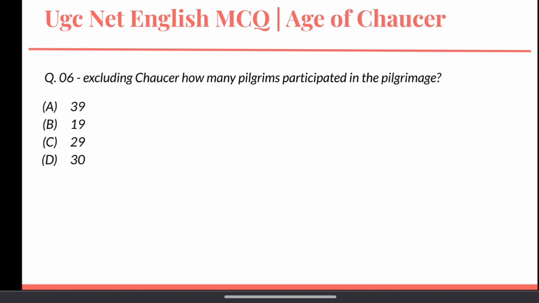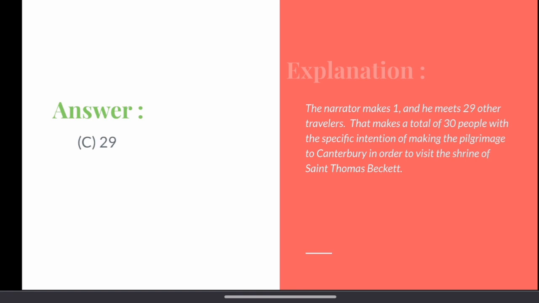The sixth question goes like, excluding Chaucer, how many pilgrims participated in the pilgrimage? Again, it is a very easy question. Option A, 39. Option B, 19. Option C, 29. And option D, 30. So excluding Chaucer, how many pilgrims participated in the pilgrimage? The right answer for this question is 29, C.